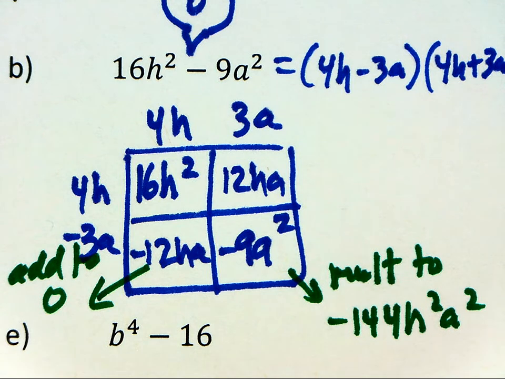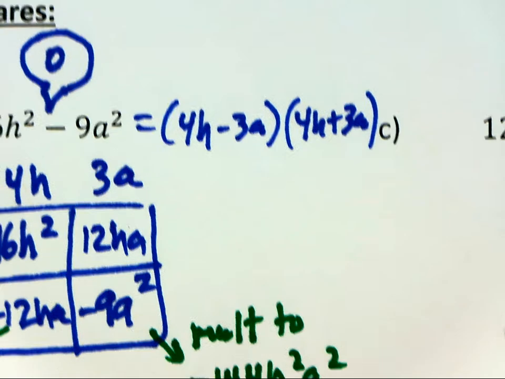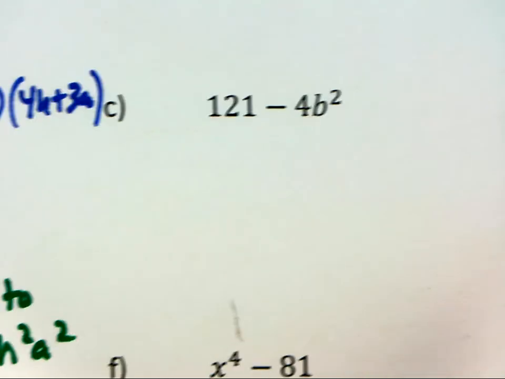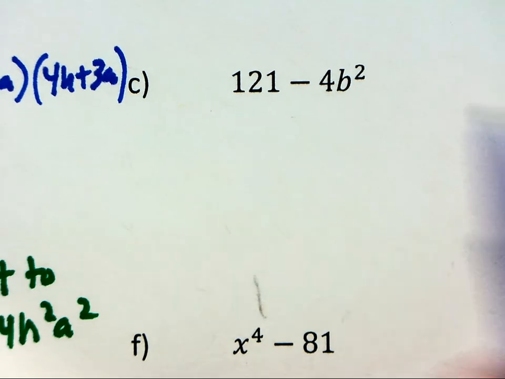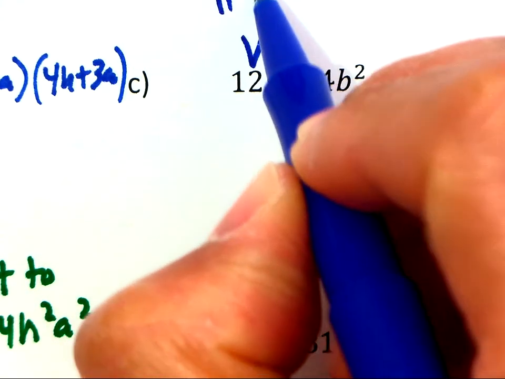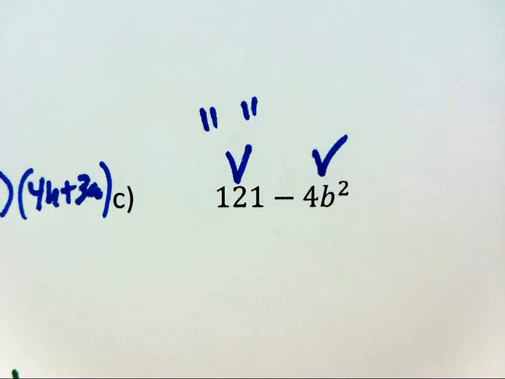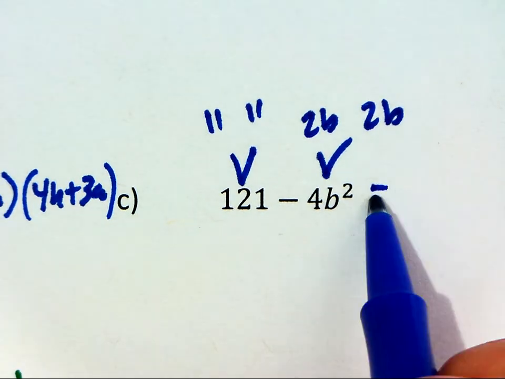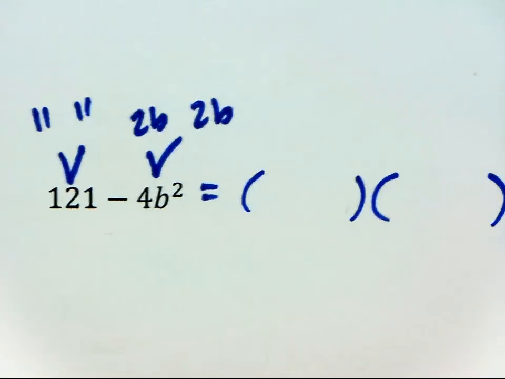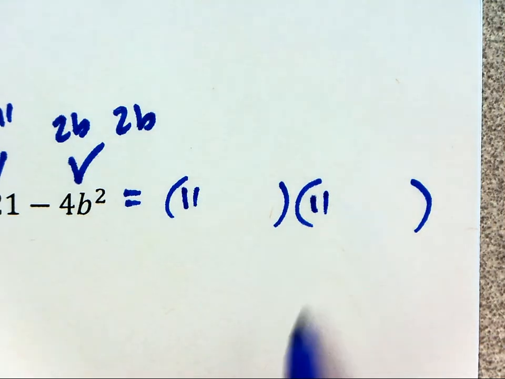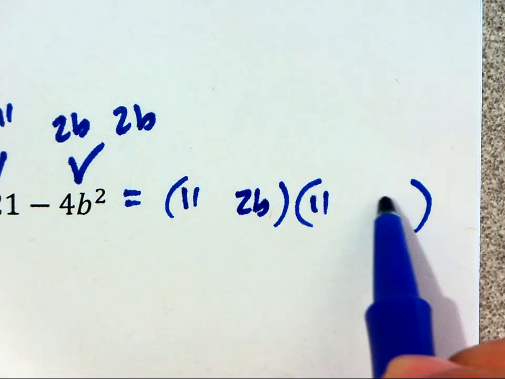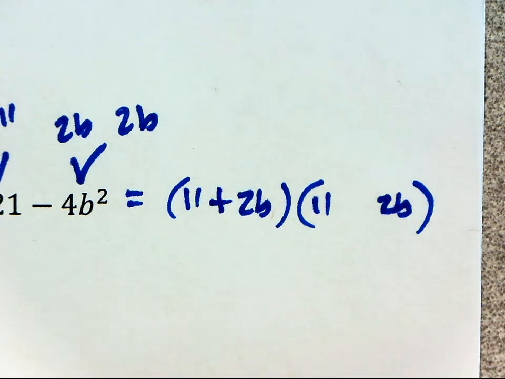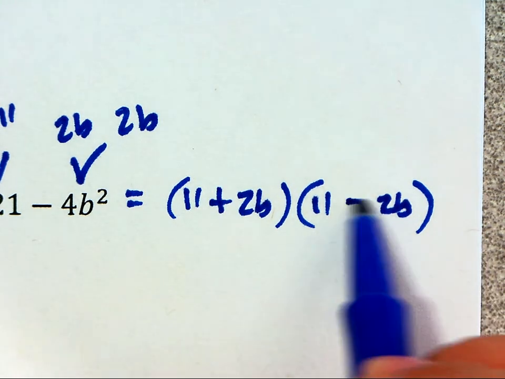All right, let's go on to C, and let's try using the shortcut now. 121 is 11 times 11, and 4b squared is just 2b times 2b. So my factors should both begin with 11s and both end with a 2b, but the pattern, remember we're trying to utilize pattern here, is that one factor will be a sum and the other factor will be a difference.